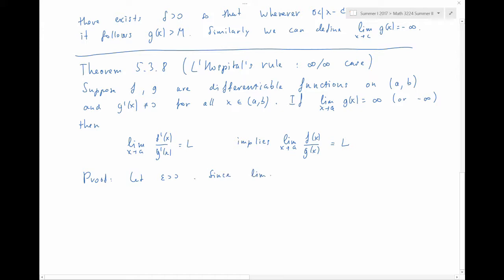Since the limit of the derivative exists, there is a delta 1 so that the difference between the ratio of the derivatives and L is less than epsilon for all x in the interval from a to a plus delta 1.